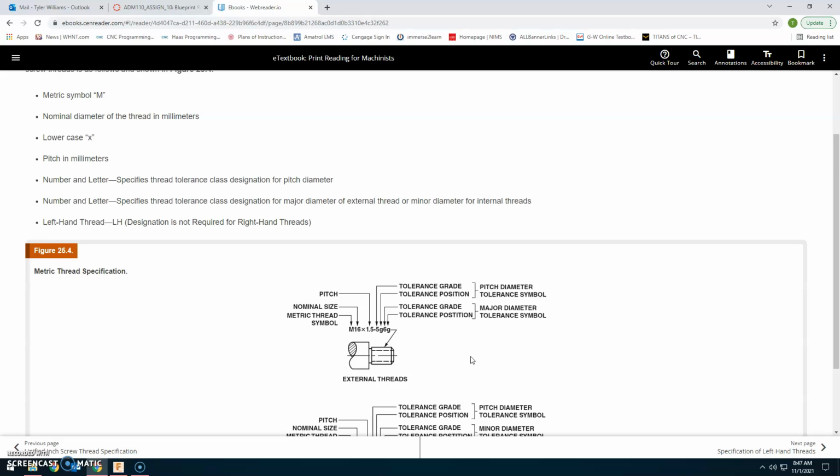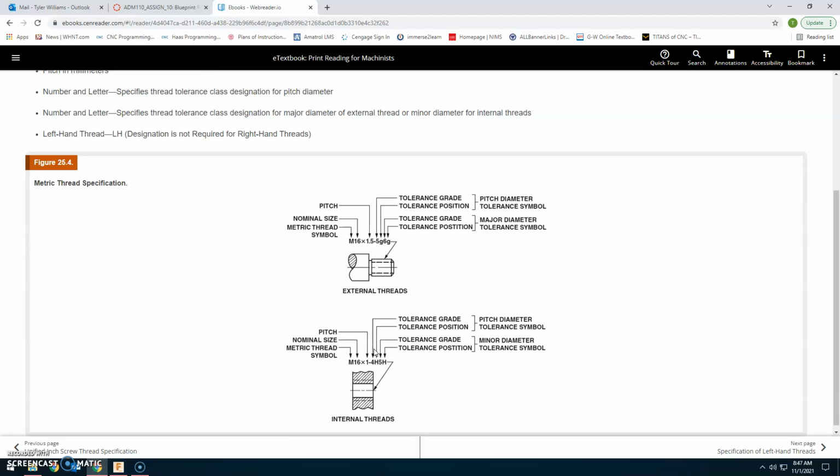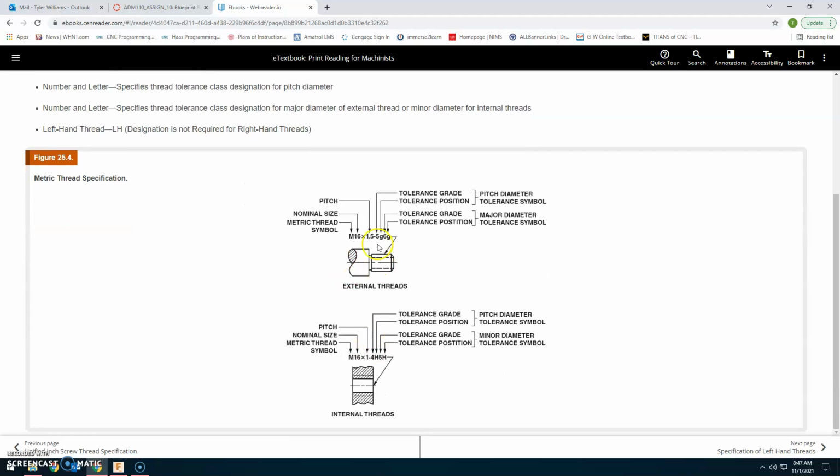Metric symbol M, and then the nominal diameter of thread in millimeters, your lowercase x, pitch in millimeters, and then a number and letter specifying the thread tolerance class designation for the pitch diameter. The number and letter specify the thread class designation for the major diameter of external threads and minor diameter for internal threads. And then left-handed thread, if it is that; it is not required for right-handed. So same thing: metric symbol, nominal size, pitch, tolerance grade, tolerance position, then tolerance grade, tolerance position on the last.